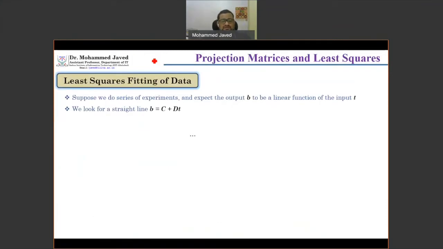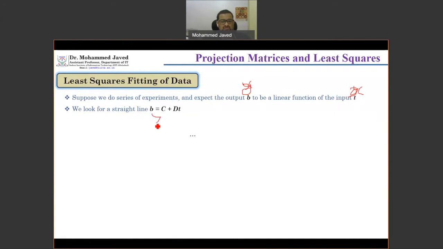So now the very important application of this projection is the least square fitting of the data. So this is a regression line, regression fitting line. Suppose we do a series of experiments and expect the output b to be a linear function of t. So you can assume that this is y, output is y, and this input is x. So that's what you can try to relate here.